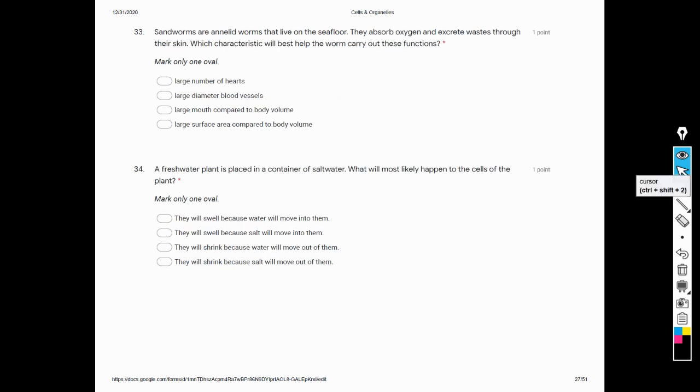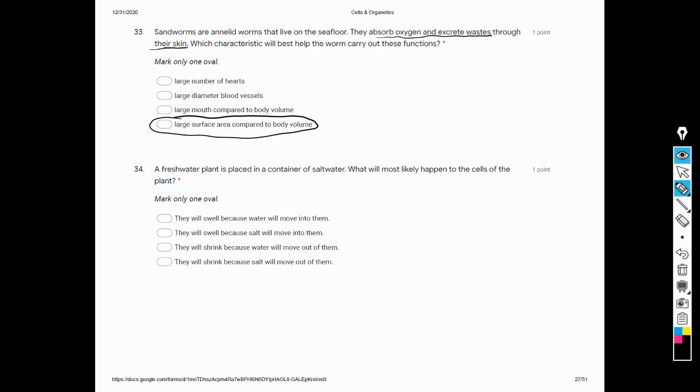33. Sandworms are annelid worms that live on the seafloor. They absorb oxygen and excrete waste through their skin. Which characteristic would best help that worm carry out their functions? We're talking about absorption and how they absorb oxygen and excrete waste through their skin. What would allow them to be very efficient at doing this is having a large surface area to volume ratio. Large surface area to volume allows transport to occur more easily.